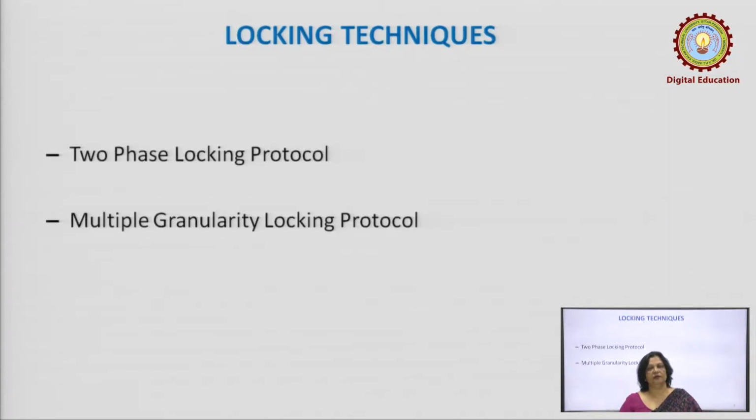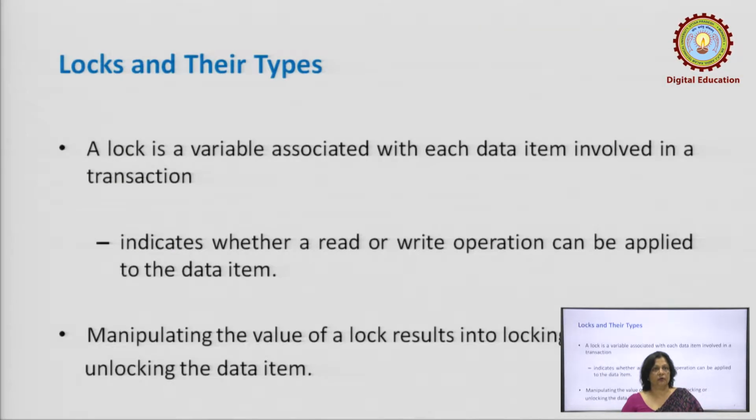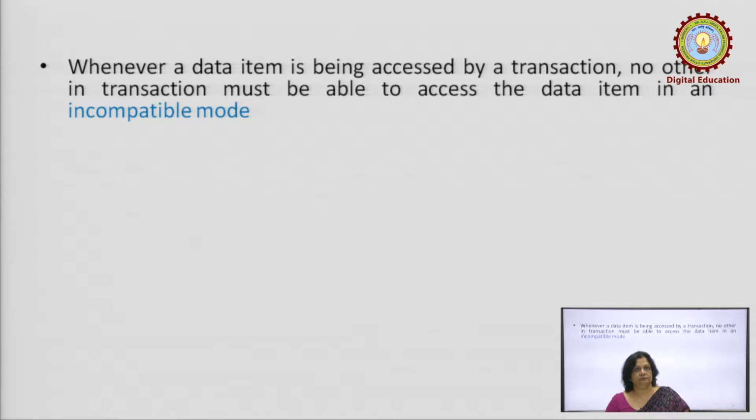The first technique that we will discuss is the locking techniques. Under this, we will discuss two-phase locking protocols and multiple granularity locking protocols. First, let us see what locks are and what the different types of locks are. A lock is a variable associated with each data item involved in a transaction. A lock indicates whether a read or a write operation can be performed on the data item or not. Manipulation of the locks leads to either locking or unlocking the data item.